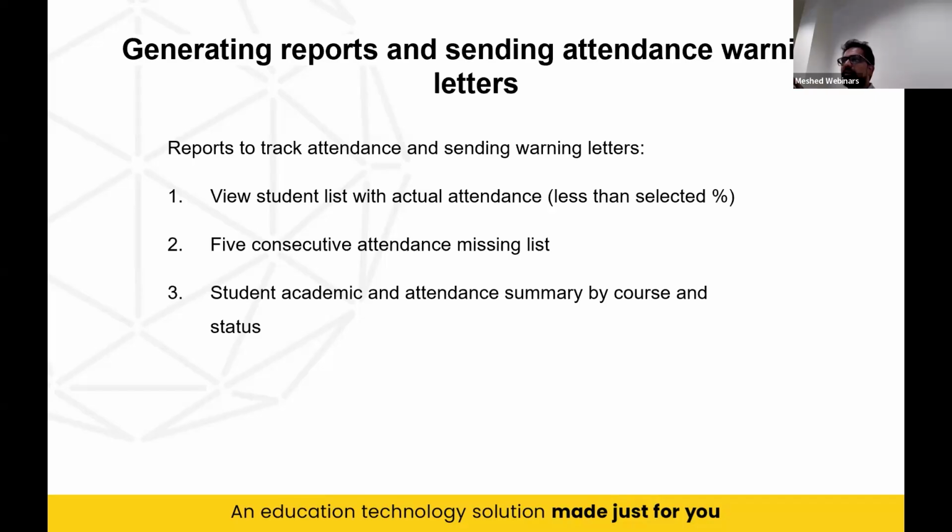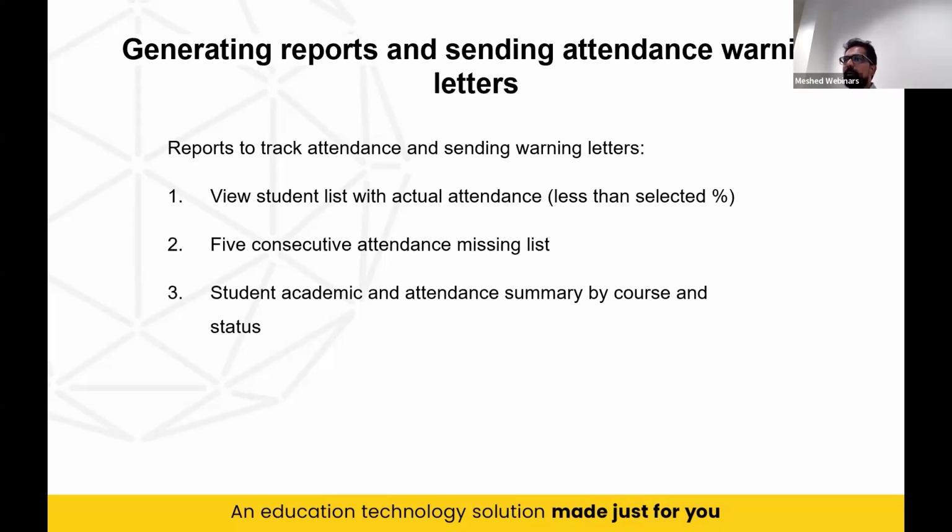So if you want to identify all the students who have a course attendance percentage less than 80, you can run this report and get the list of all the students who have attendance less than 80%. And then you can send them warning letters, or you can put them in intervention, and so on and so forth.